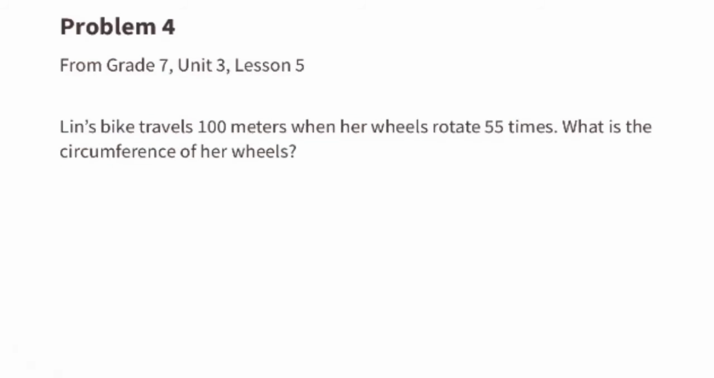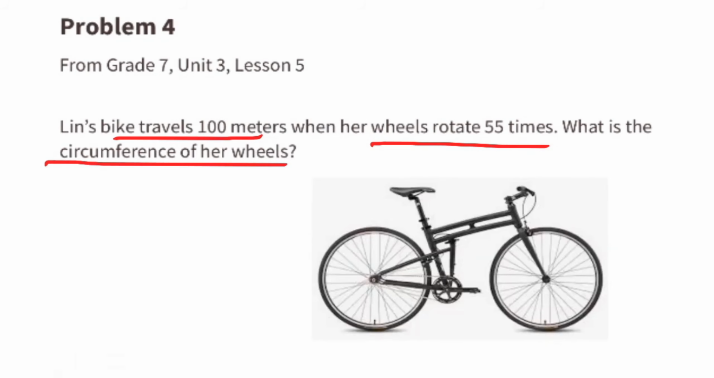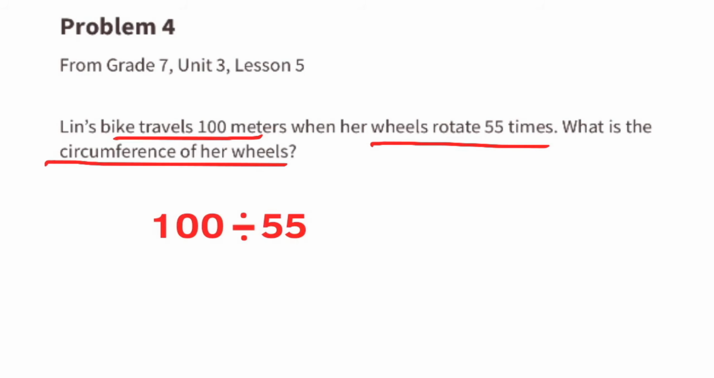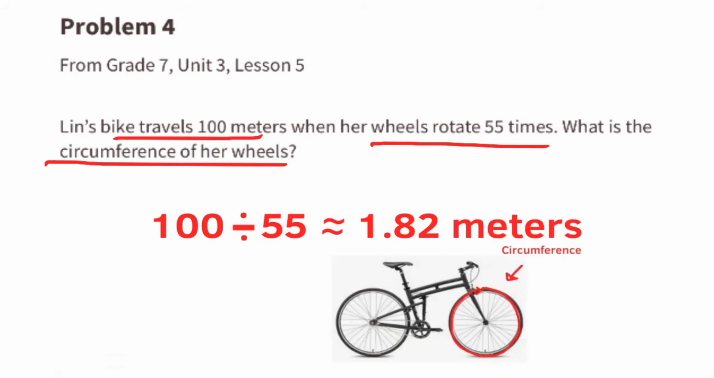Problem number 4 from 7th grade, Unit 3, Lesson 5. Lynn's bike travels 100 meters when her wheels rotate 55 times. What is the circumference of her wheels? 100 meters divided by 55 rotations equals approximately 1.82 meters. So the circumference of her wheels is approximately 1.82 meters.